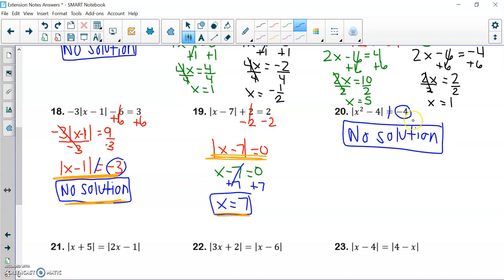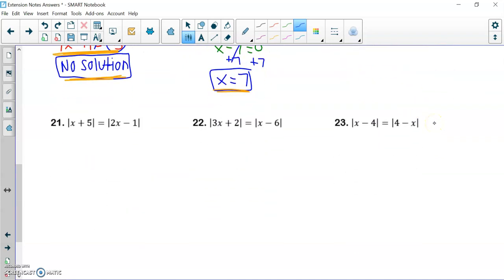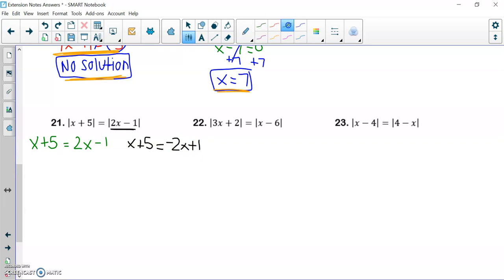Alright, now we're going to get into more challenging ones. So, number 21, actually, since on both sides my absolute values are isolated, we're going to jump into just dropping my absolute values and rewriting my equation. And then I'm going to do the same thing, drop my absolute values on the left, rewrite my absolute values on the right, make it a negative 2x plus 1. I need to change the operation in both of those. And now I'm going to solve both of these equations for x.